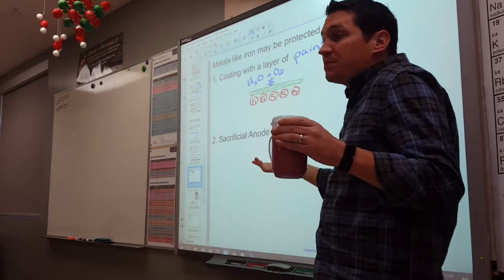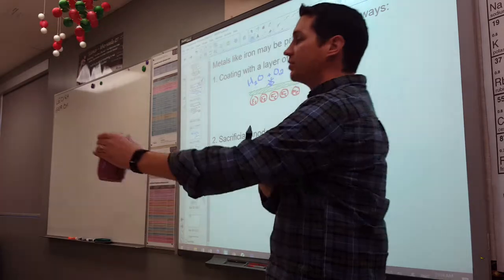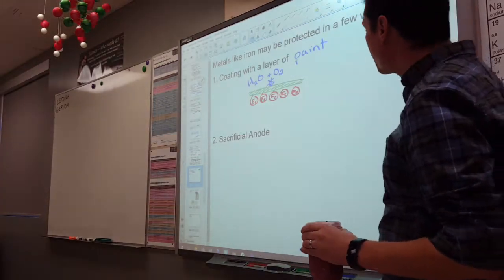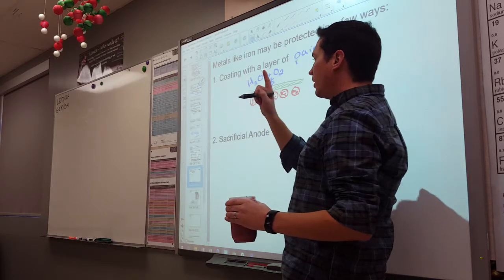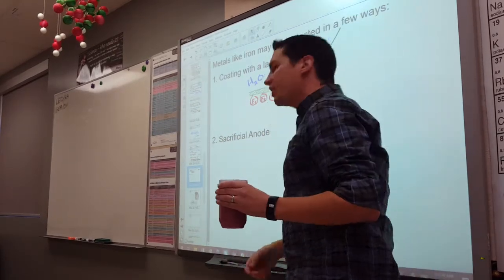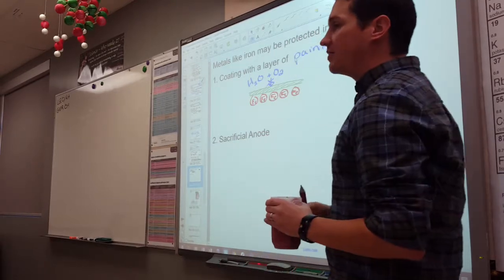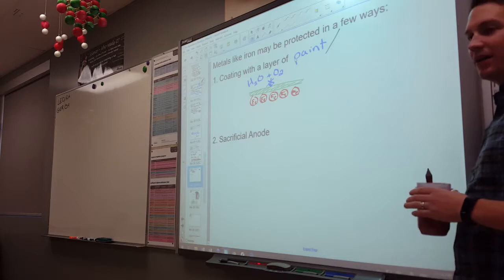So you're just preventing the two chemicals from really colliding with each other. There's no electron transfer here. That's not the only thing that I could do. Instead of coating it with a layer of paint, I could coat it with a layer of something else. Metal. What kind of metal?